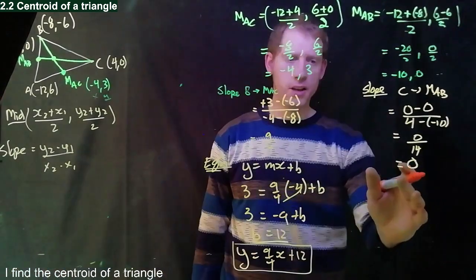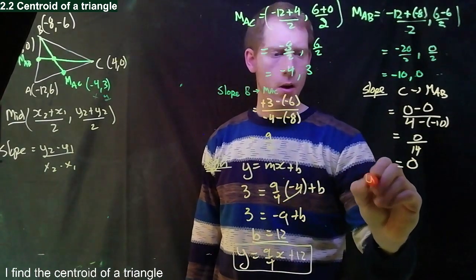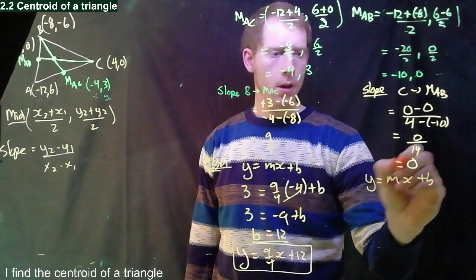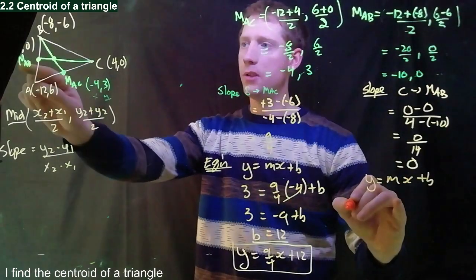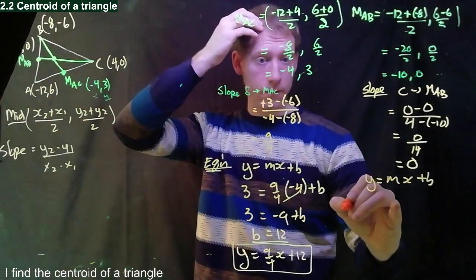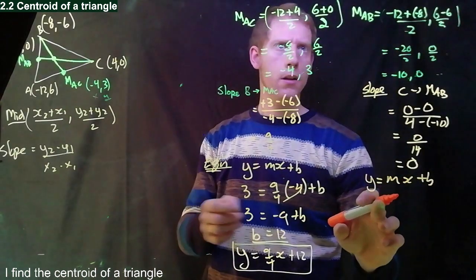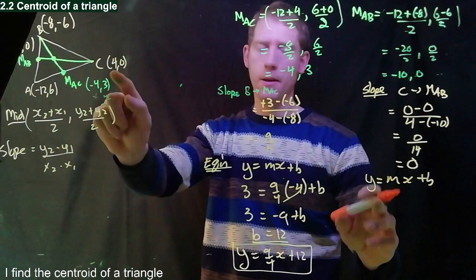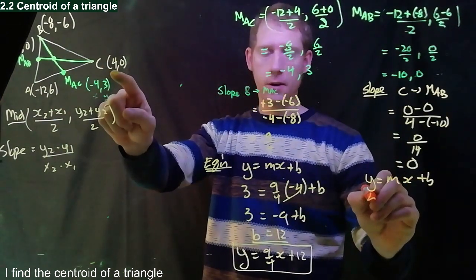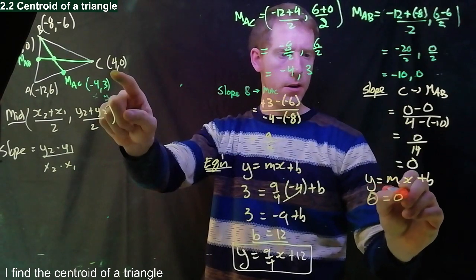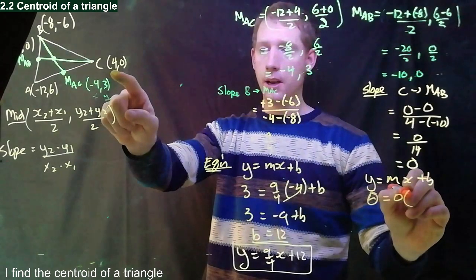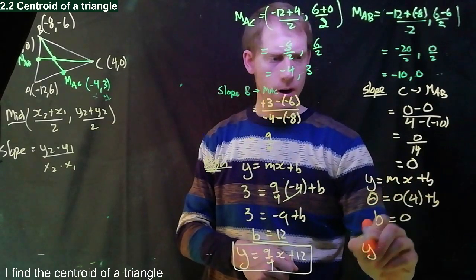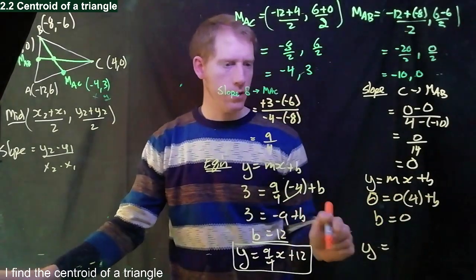And you want to leave this one over here too. So that's going to be y is equal to mx plus b, and the slope is 0. We can use this point on AB. We can use any of these points, it doesn't matter. Let me use this one right here. So 0 is equal to 0 times 4, so b is equal to 0. So the equation is the horizontal line y equals 0.